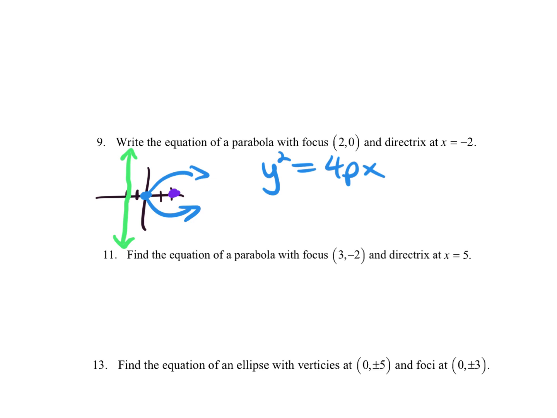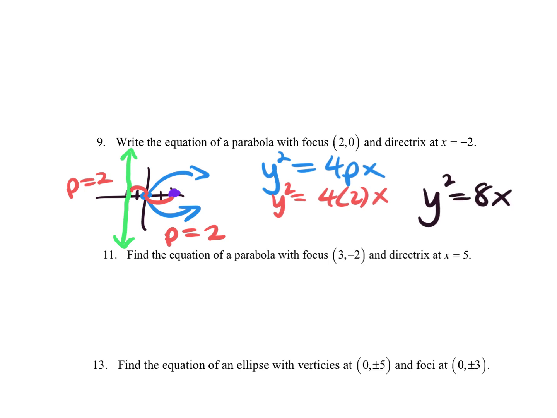I just need to find the p-value. And the p-value is how far away is the blue dot from the purple? You can see it's 2 spaces away. Or you could have done blue to green. It's still 2 spaces away. Has to be the same. So then all I have to do now is fill in 2 for p, multiply 4 and 2, and my equation is y squared equals 8x.